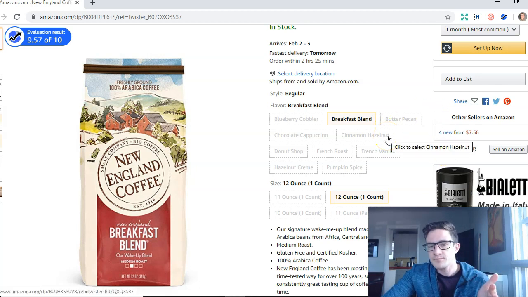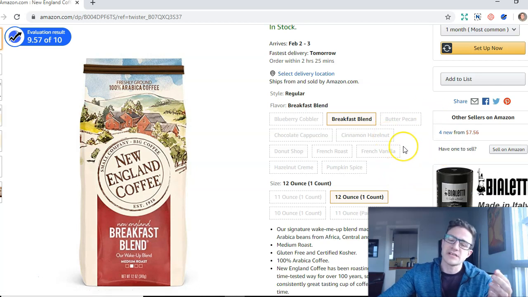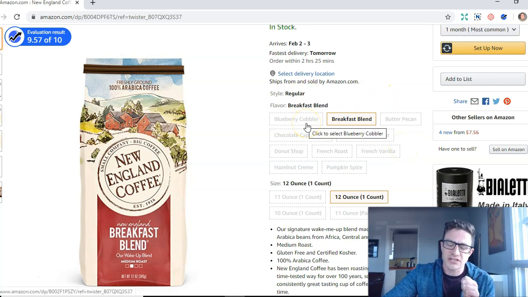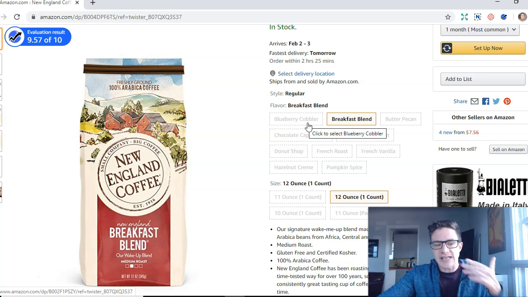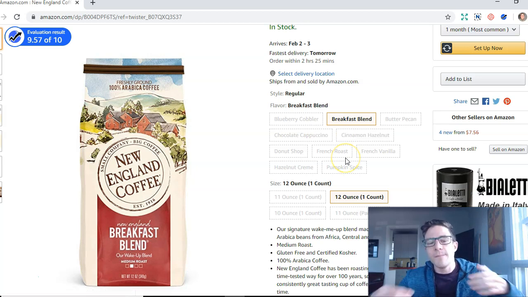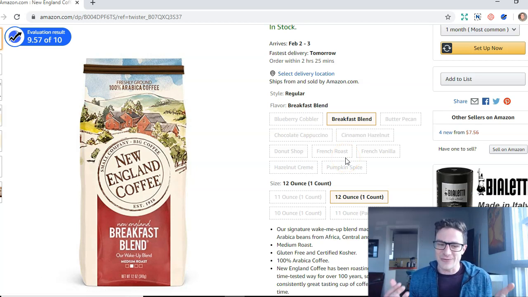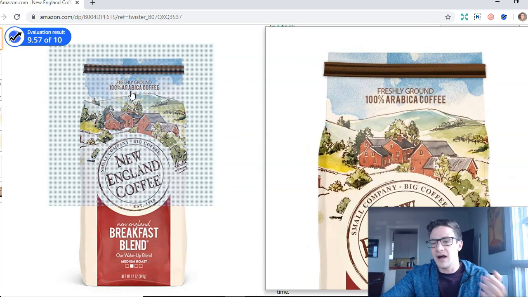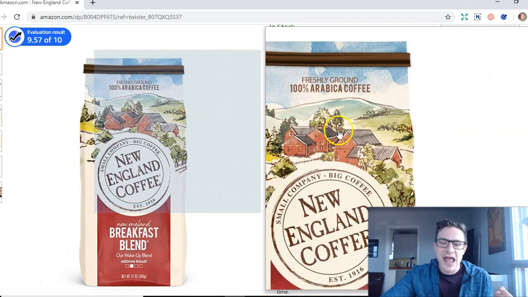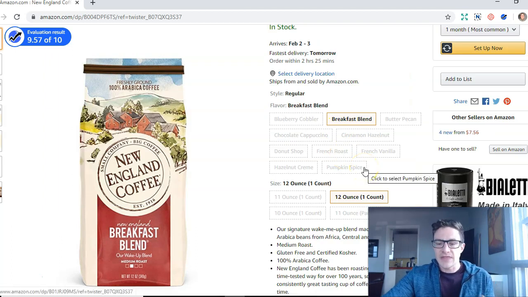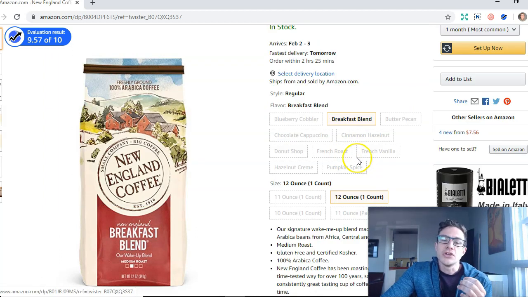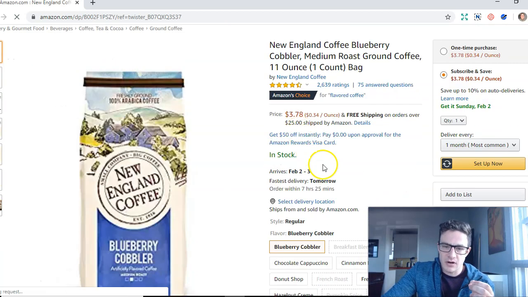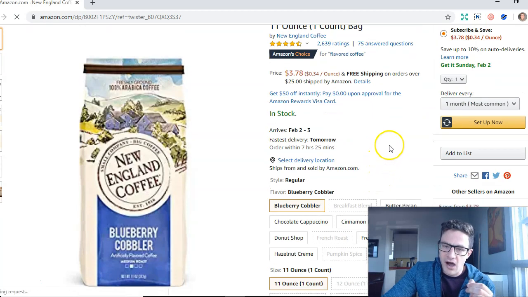So if you're bidding on your main keywords, everyone knows their main keywords, right? Even if you have a variation listing with different flavors, sizes, everything, the main keyword is still ground coffee, right? It's ground coffee, it's Arabica coffee, you know, the generic ones that everyone wants to rank for. You don't want to advertise your blueberry cobbler for ground coffee.